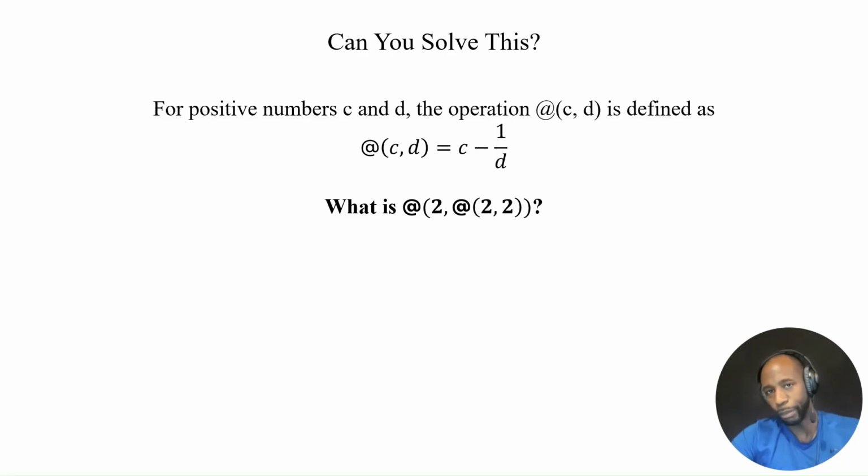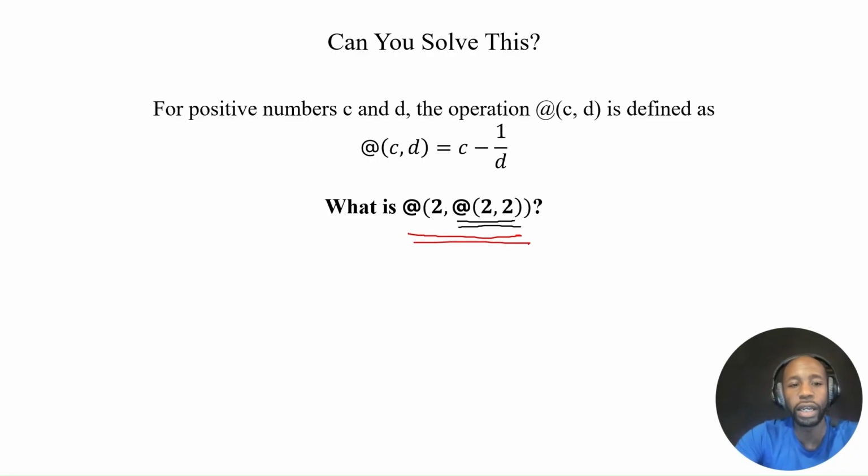Now, this problem isn't that bad. The main thing is just keeping track of everything, and also understanding that we want to work from the inside out. So we want to start here because this is going to be equal to some number. After determining that number, we'll be able to find what the larger one is equal to, if that makes sense.